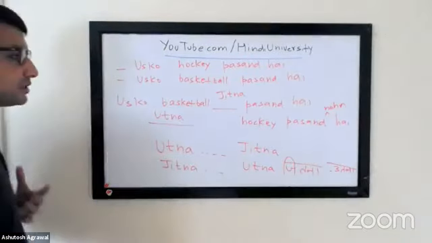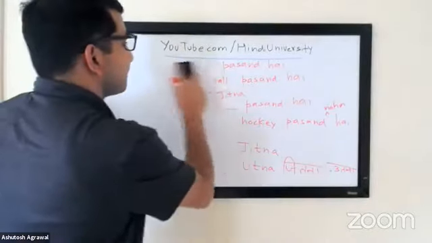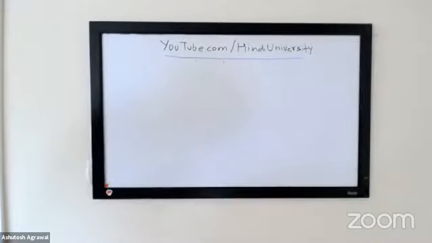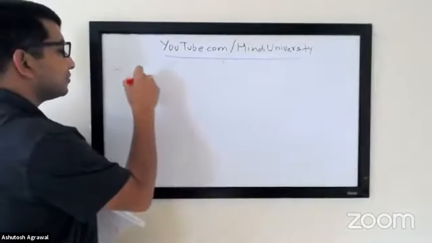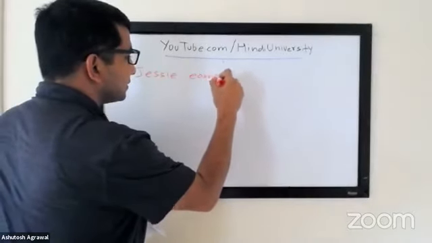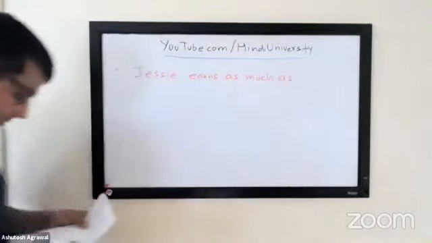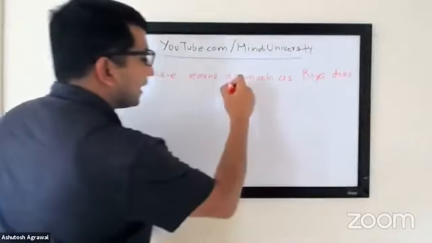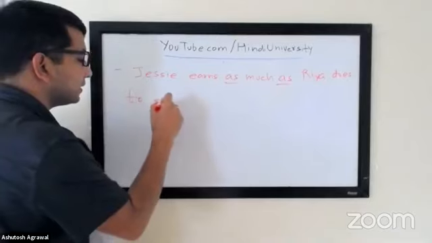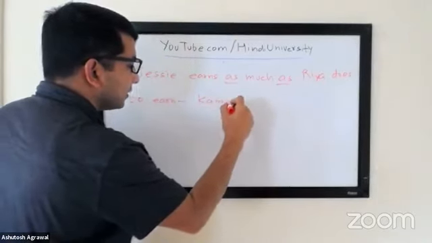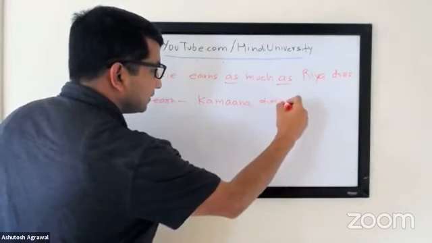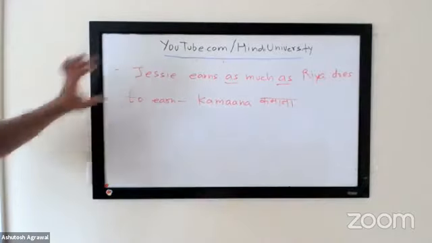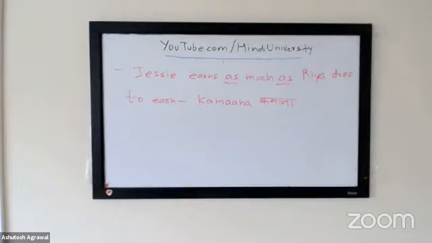Let's give more examples, because after that you will start understanding the pattern. This time I'm going to write down the sentence as it is. The sentence is: Jessie earns as much as Ria does. Like you are showing the as-as construction here. To earn is kamana. Who would like to give it a try? You guys write it down, think about it. Let me get a different pen in the meantime, because I don't know if it is quite visible. I want all of you to give it a try and write it in the Zoom chat.